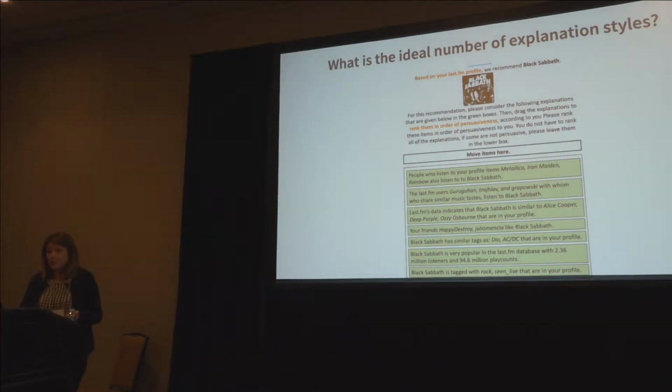To answer the question, what is the ideal number of explanation styles, we show to the user a recommendation, and we also give her a list of different reasons that this recommendation was made to her. And we ask the user to rank all those reasons from the most persuasive to the least persuasive. We give the user the option to rank from 0 to the maximum number of explanations that she thought are persuasive. So a user might choose not to rank anything or to rank only 3 styles or anything that the user liked.